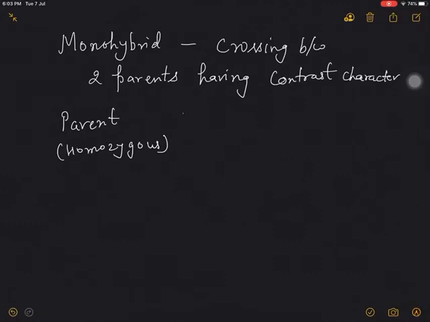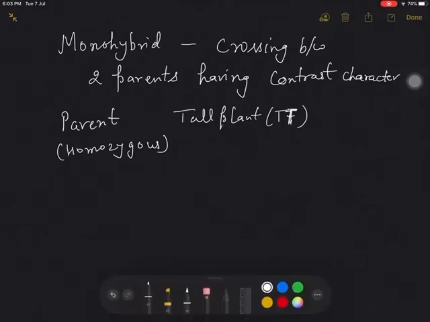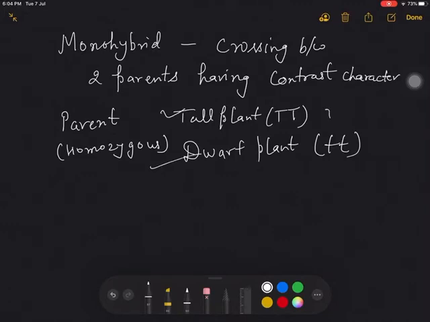to write. So for the tall plant, he used symbol capital T, and for the dwarf plant, he used a small t as a symbol. So both parents are here homozygous in nature. One is pure tall plant and second is pure dwarf plant.